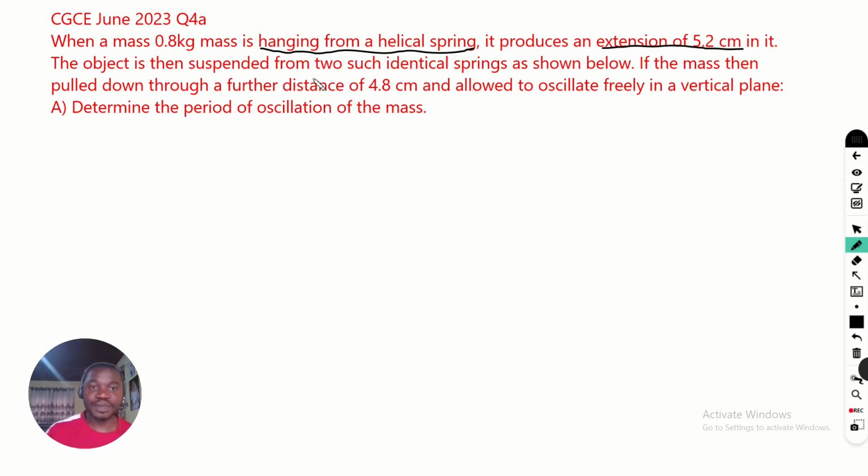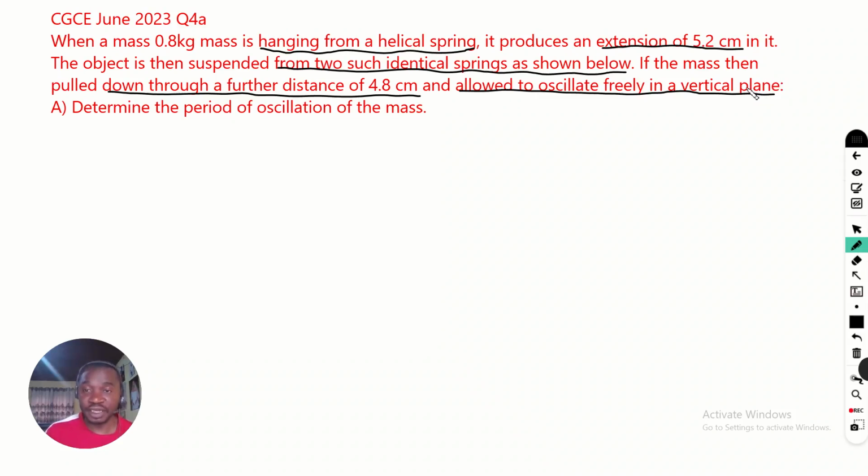And the object is then suspended from two such identical springs as shown below. I've not seen the diagram supposed to be here, I'll draw it. And if the mass is then pulled down through a further distance of 4.2 and allowed to oscillate freely in a vertical plane, determine the period of oscillation of the mass. The fact that it is allowed to oscillate freely in a vertical plane tells us one thing: that it is simple harmonic motion.